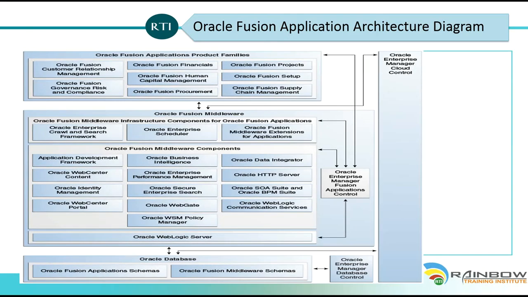What do you mean by that? For example, you want to keep additional fields on the screens of the applications. In our traditional ERP applications, we used to call them flex fields, descriptive flex fields, key flex fields, like that. Similarly, Fusion also offers some extensions and extensible fields on the Fusion applications using descriptive flex fields, key flex fields, and extensible flex fields. If someone has attended the Fusion functional classes, maybe they are aware of these flex fields.